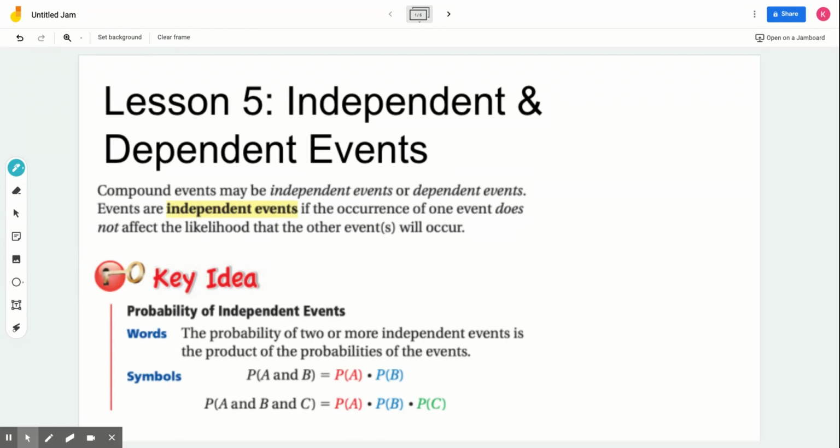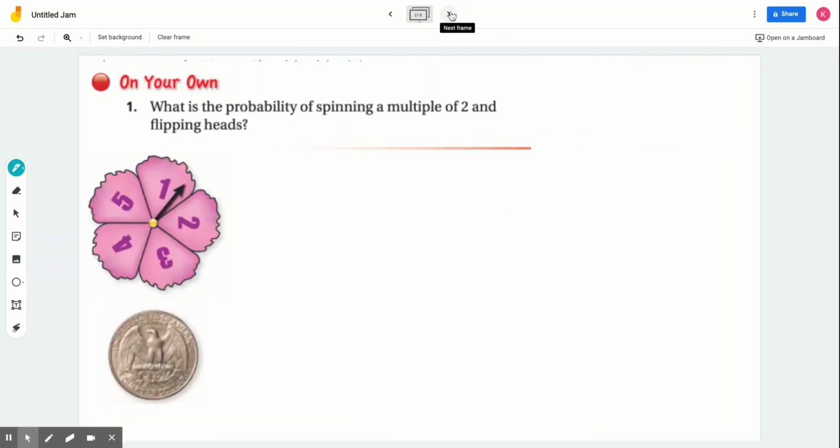So these are two completely separate things. They do not rely on each other. So the probability of independent events can be found by multiplying the probabilities of each event together. So for instance, what is the probability of spinning a multiple of 2 and flipping heads? So we're going to write that as the probability of a multiple of 2 and flipping heads.